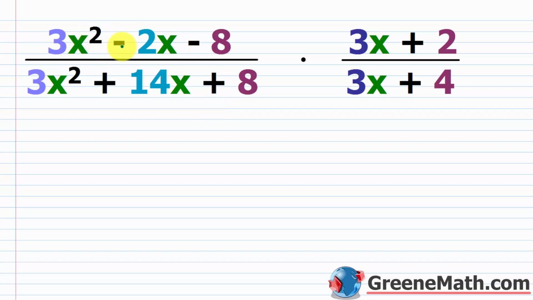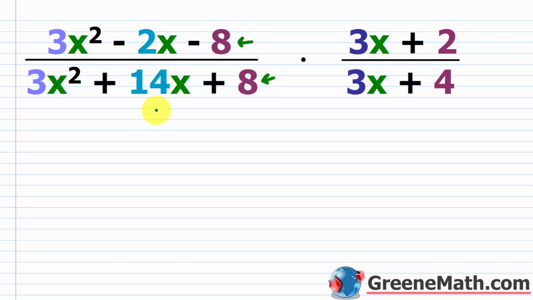We have 3x squared minus 2x minus 8 over 3x squared plus 14x plus 8. This is multiplied by 3x plus 2 over 3x plus 4. So again, what I want to do is think about factoring everything, simplifying between the rational expressions themselves, and then also trying to cross-cancel anything I can before I actually do any multiplication. So this guy right here and this guy right here, those are prime. You can't do anything with them. But for this one and this one, you can factor those, okay?